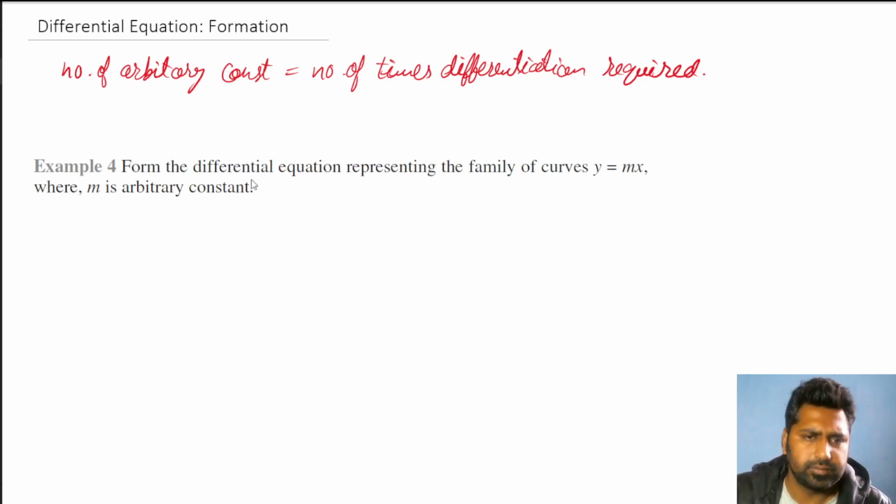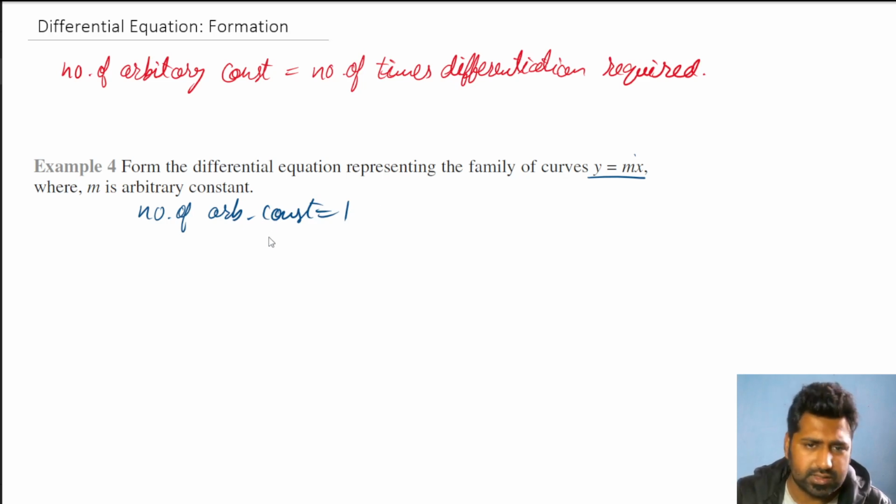He's saying form a differential equation representing family of curves y equal to mx. Equation is given to us. Now you can see m is there. Whatever alphabet or whatever constant is there, that's your arbitrary constant, though they have clearly specified this. But even if this is not mentioned, you should understand that m is an arbitrary constant. So I'll say number of arbitrary constants is 1. That means one time we have to differentiate this to get the equation.